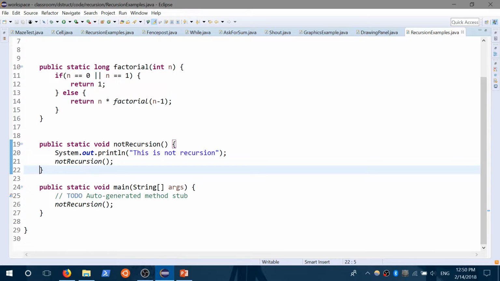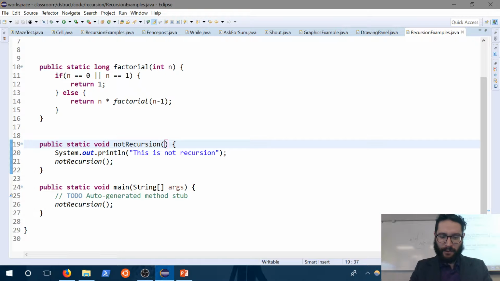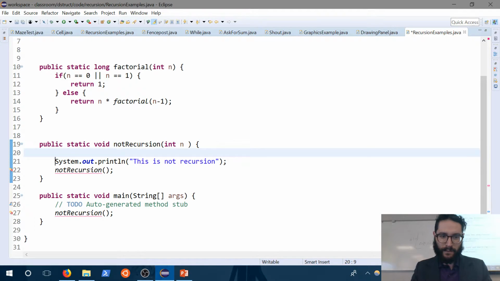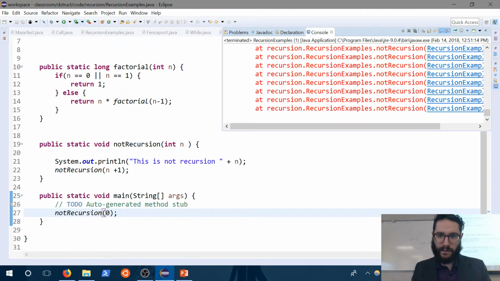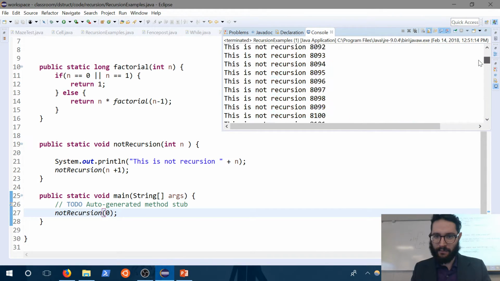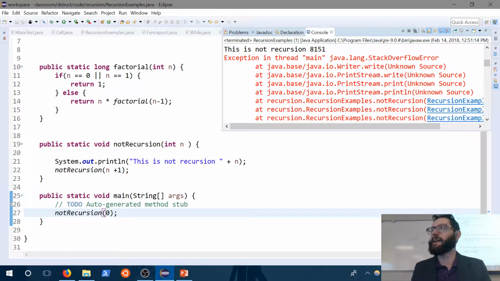Okay, so let's see how deep this went, though. By the way, this time we're going to add an argument, int n. System.out.println, this is not recursion plus n, n plus 1. Even now that we're passing in an argument and that argument's changing, this still isn't recursion. Let's see how far we got. We got about 8,000, about 8,100 method calls deep.